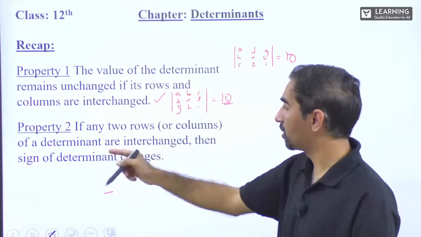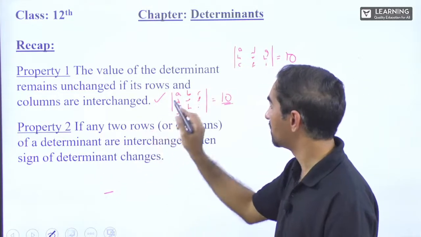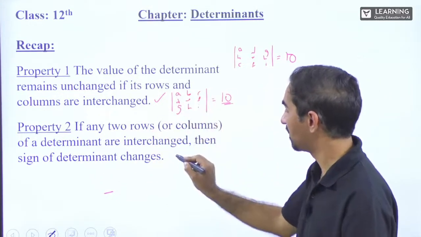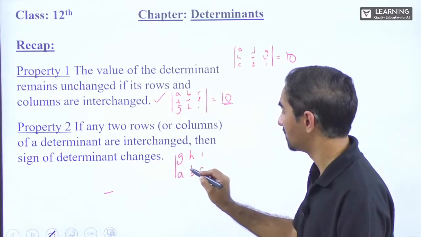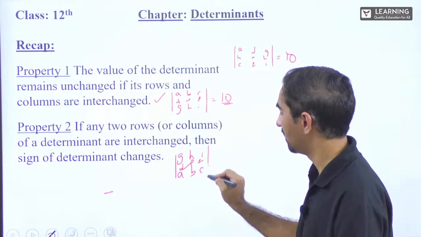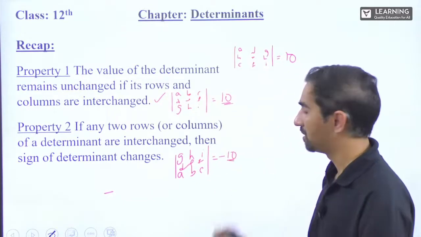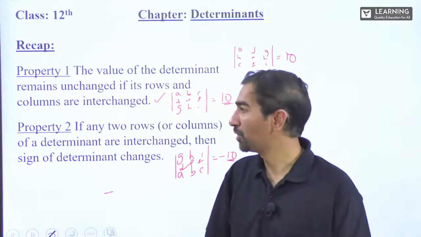If any two rows or columns are interchanged, so interchanged means what? Now this is equal to 10, right? So now G, H, I, A, B, C, D, E, F. Then this will be equal to how much? -10. Okay, moving on to the next one. So property 1 and property 2.